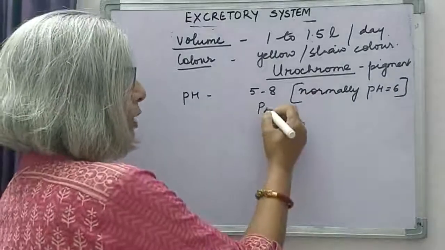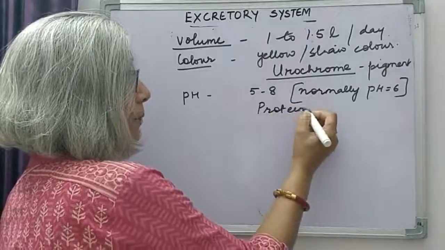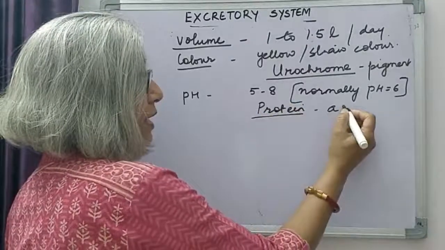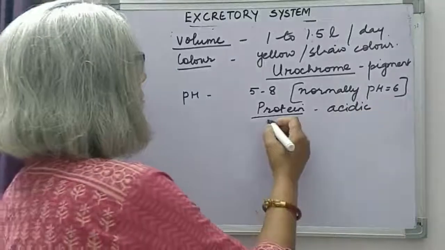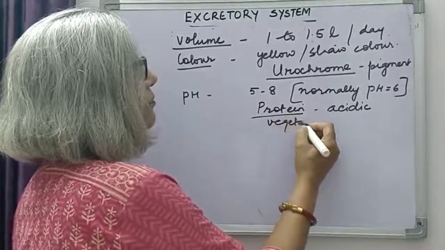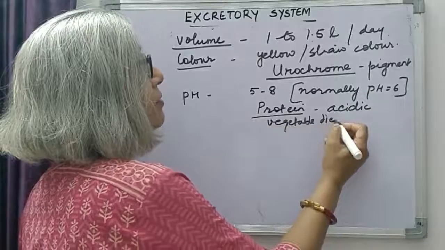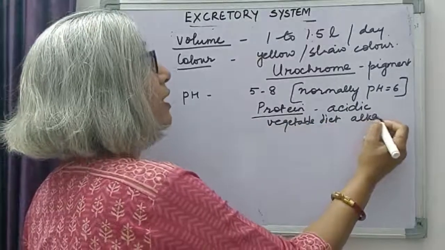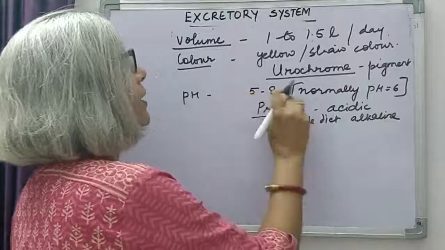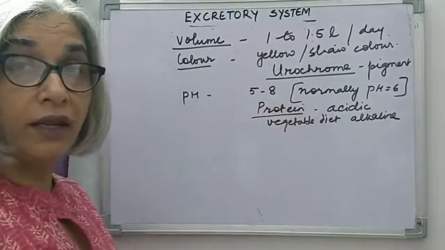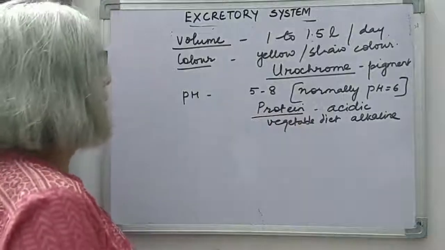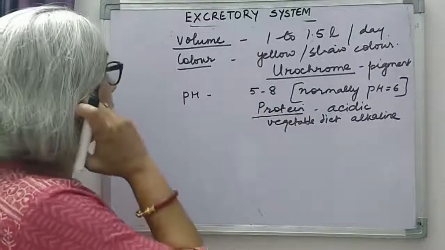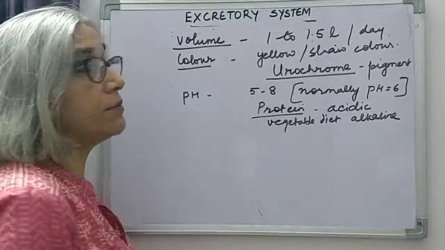But this pH keeps changing with the diet, with the food taken in. If a protein diet is consumed, pH is more acidic. If a vegetable diet is taken, pH becomes alkaline. As I said, the range is between 5 to 8 and it depends on the diet. So this is about the characteristics of urine.